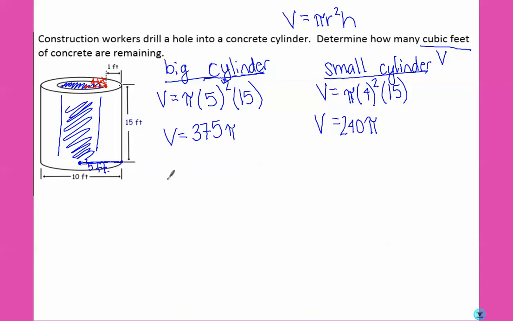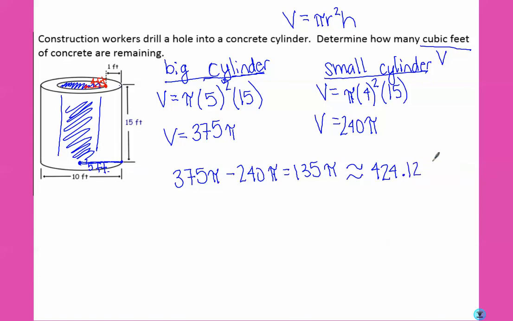So our final volume would be 375 pi minus 240 pi equals 135 pi, which if we type that in our calculator is approximately 424.21 feet. And we're dealing with volume, so we know it's cubed, and also here it told us it was cubic feet.